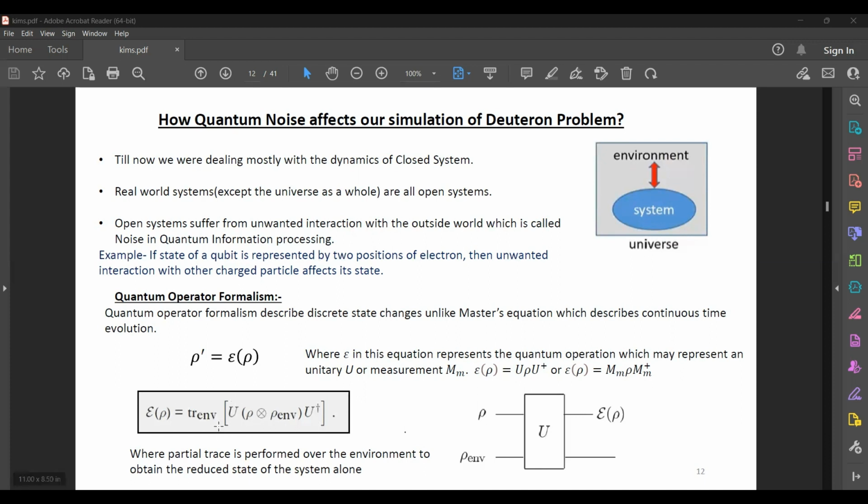And after that, we trace over the environmental degrees of freedom. Once we trace over the environmental degrees of freedom, we are left with the reduced state of the system alone. That is, we have taken into account the interactions with the environment. Now we can study our principal system, once we do a partial trace over the environment.